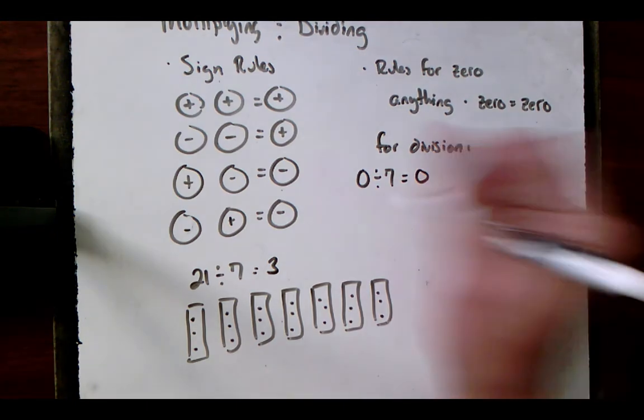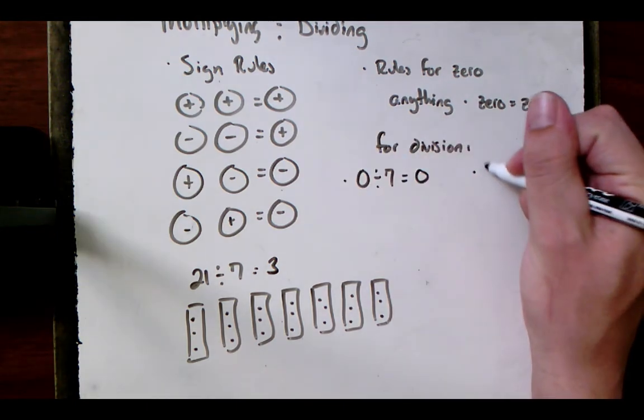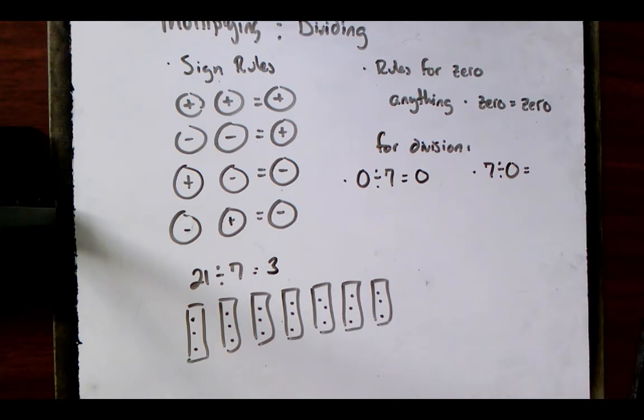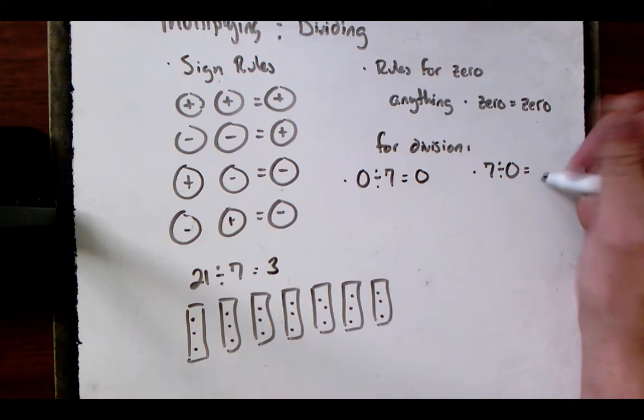However, if I ask some question like 7 divided by 0, this becomes a much more abstract idea. This is saying I have 7 pieces of candy and I want to share them among 0 people? Well, how do I share among 0? It's really not something that I can do. It turns out that when we divide by 0, we get a value that is not defined. We just say that this is undefined.